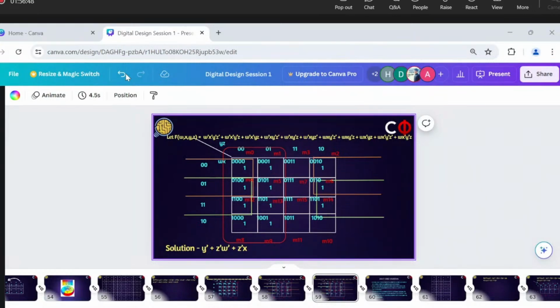That's why, for 5D and 6D K-maps, you're not going to be using this method. There are other methods available, but we're not going to be discussing that. So Arun says that's clear. Okay, so I'll wait for a minute. If it's clear, then we'll go on to the last topic for today, which is the don't care condition.